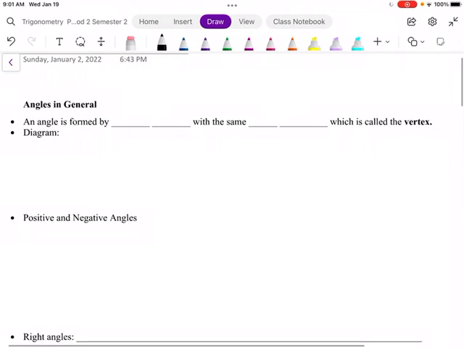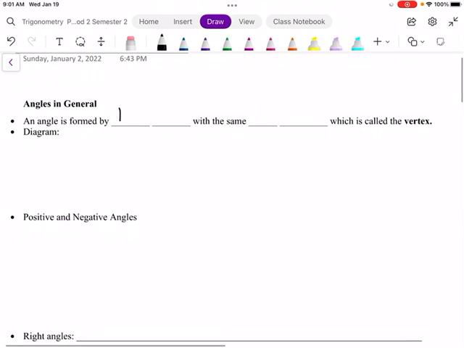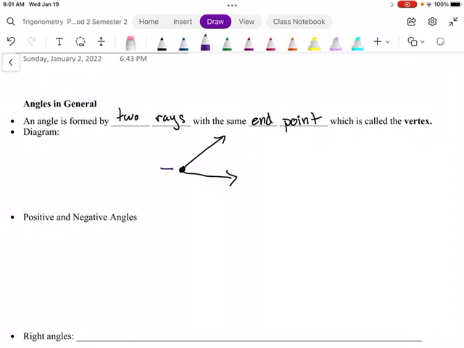An angle is formed by two rays with the same endpoint, which is called the vertex. So if we draw that, this would be our endpoint, and then rays, remember, go in one direction. And this would be our vertex.